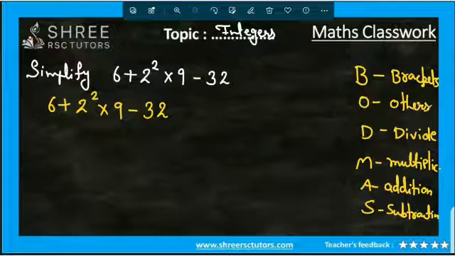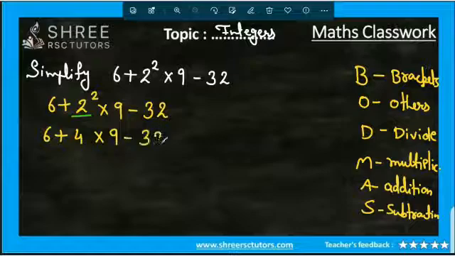In the others category, if we have any surds, square roots, squares or cubes, then we have to simplify them. In this question, we can see at this stage we have 2 squared. So we need to simplify this. So 6 plus 2 squared is 4, multiplied by 9, minus 32. So we simplified others. Now, according to the rules, the next is divide, but we don't have any divide here in the question.